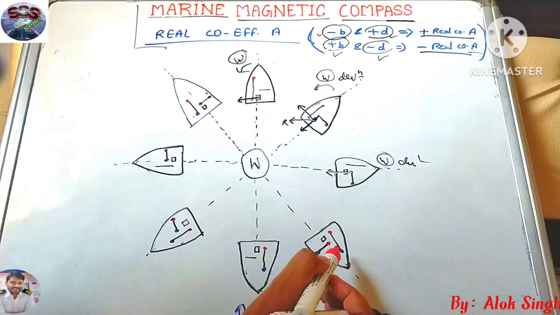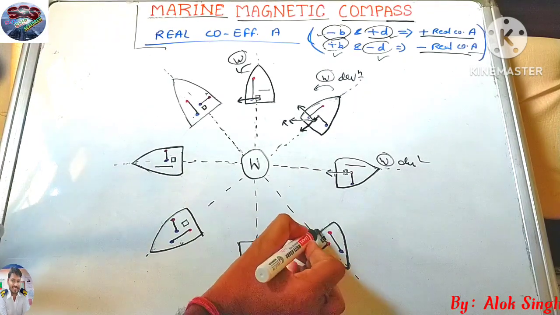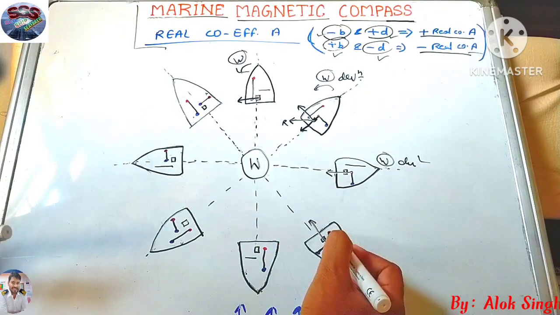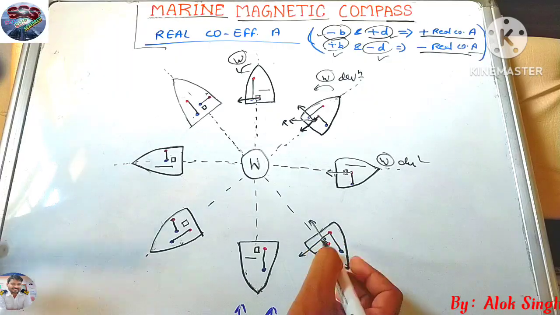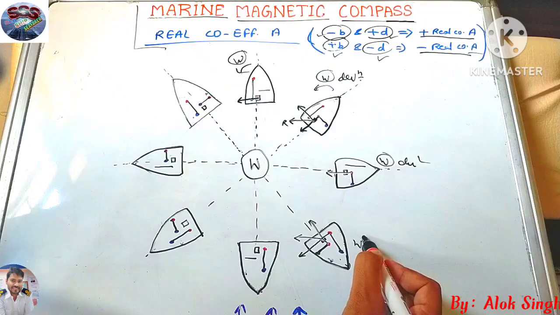What will happen here? This red will repel this red, and so this one will go there. This red and this red, it will repel here. So the resultant will be somewhere here. So there is the westerly deviation.